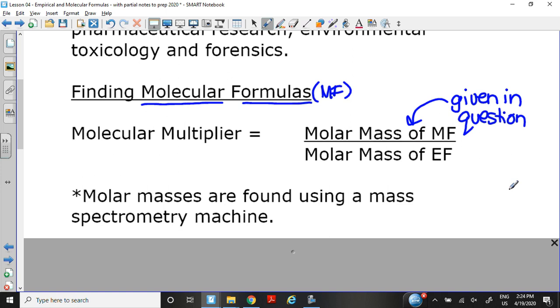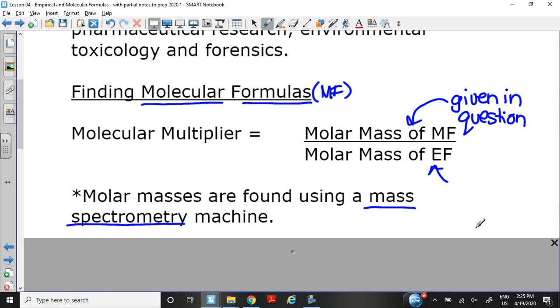Because this number, that data, comes from an analysis that has to be done, and it's often done using something called a mass spectrometry machine or an MS machine. So if you ever see a molar mass given to you in a problem and you're trying to find out a molecular formula, they're telling you the molecular formula's molar mass. The other molar mass you need is the empirical formula. It's going to go in the denominator.